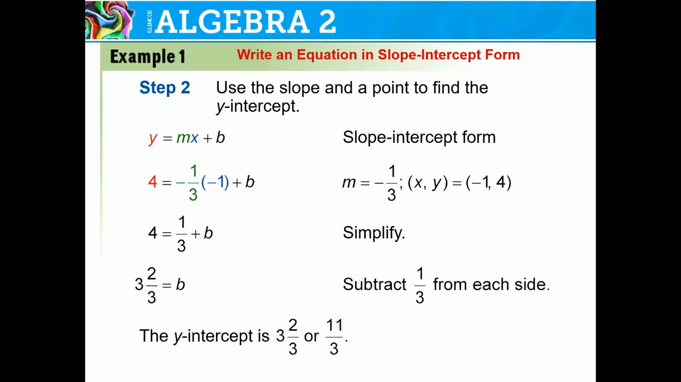And then it just comes down to plugging it in. Okay, we're going to plug in the slope for m, and we're going to plug in our newly found variable of 3 2/3 for b. So our equation is going to equal y is equal to 1/3 x plus 3 2/3.